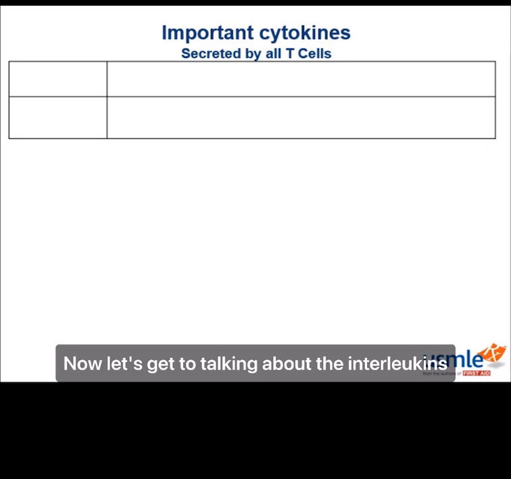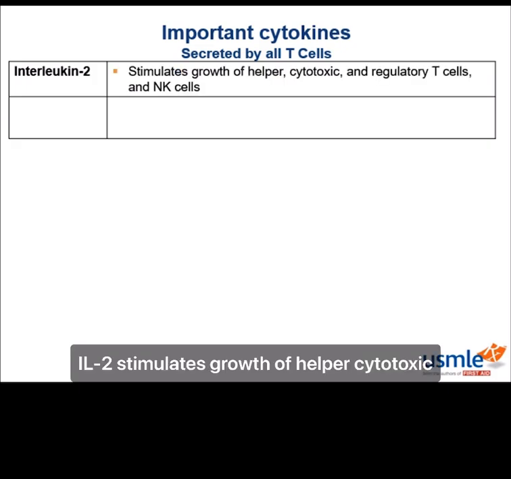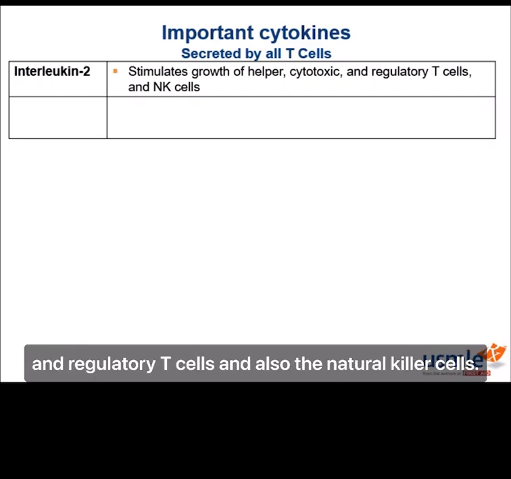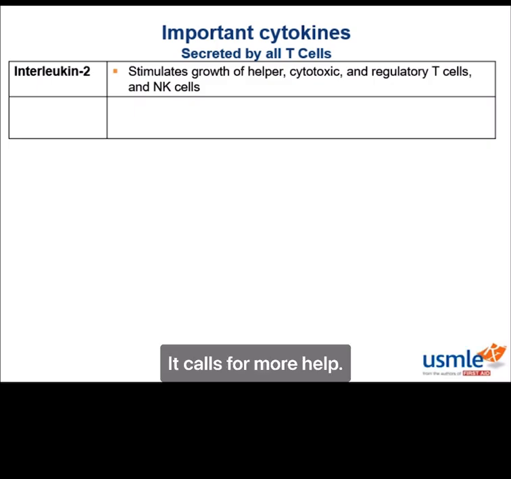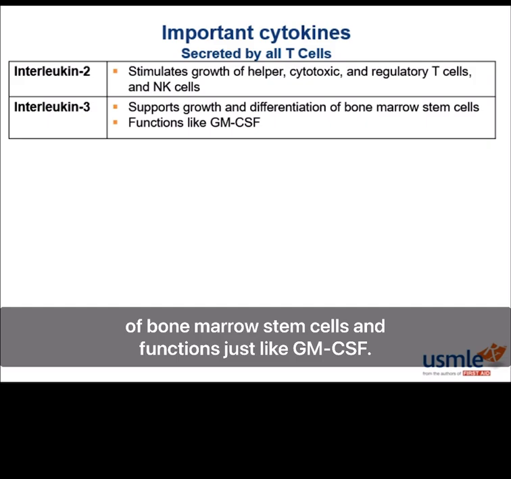Now, let's get to talking about the interleukins secreted by all of the T cells. First up is interleukin-2. IL-2 stimulates growth of helper, cytotoxic, and regulatory T cells, and also the natural killer cells. It calls for more help. Next up, we have interleukin-3. IL-3 supports the growth and differentiation of bone marrow stem cells and functions just like GM-CSF.